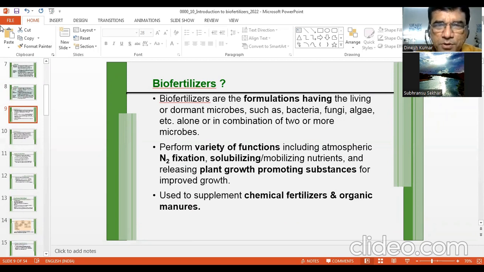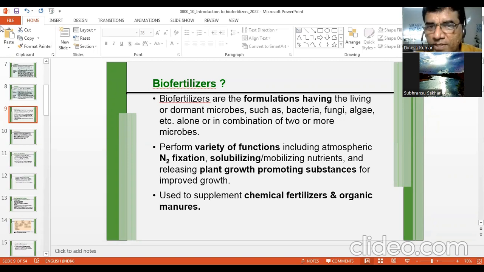So let us come to the main topic, that is biofertilizer. What do we mean by biofertilizer? We need to know the definition of biofertilizer, because you will sometimes be asked the question, what is biofertilizer? Biofertilizers are formulations having living or dormant microbes such as bacteria, fungi, algae, etc., alone or in combination of two or more microbes. This is not a complete definition, but it will work.